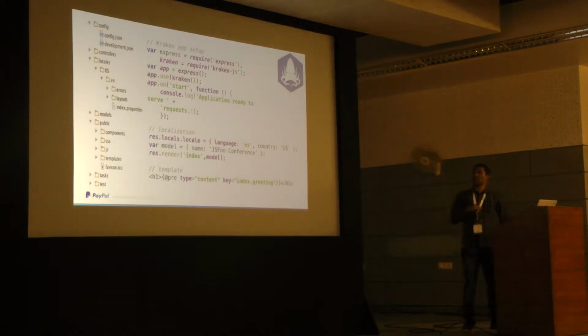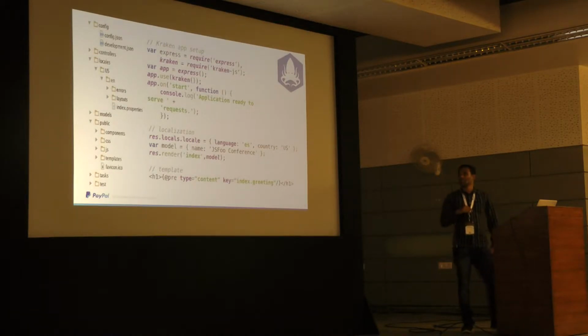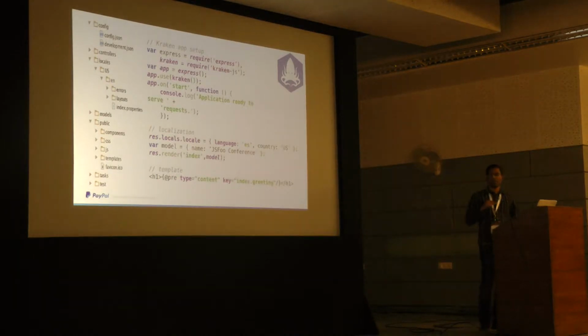All your routing logic moves under the controller folder. You can also group routes based on different functionality. And localization is made much simpler. On the bottom right side you see the code snippet for delivering localized content. All you need to do is set up the context in your response object before rendering your template. This will instruct the Kraken framework to pick up the appropriate content bundle from one of the locale folders.